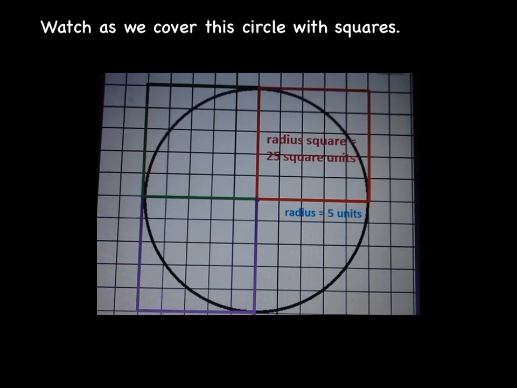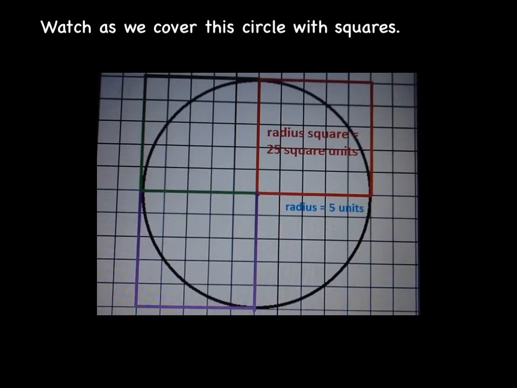All right, now watch what happens if we create another radius square. What do you notice? We've covered the entire circle and some extra. We have all this extra space left over. This space is extra. This space is extra. This space and that space is extra. So we have some excess area that we've covered that we didn't really want to cover. So 4 radius squares would be too much to cover this circle.